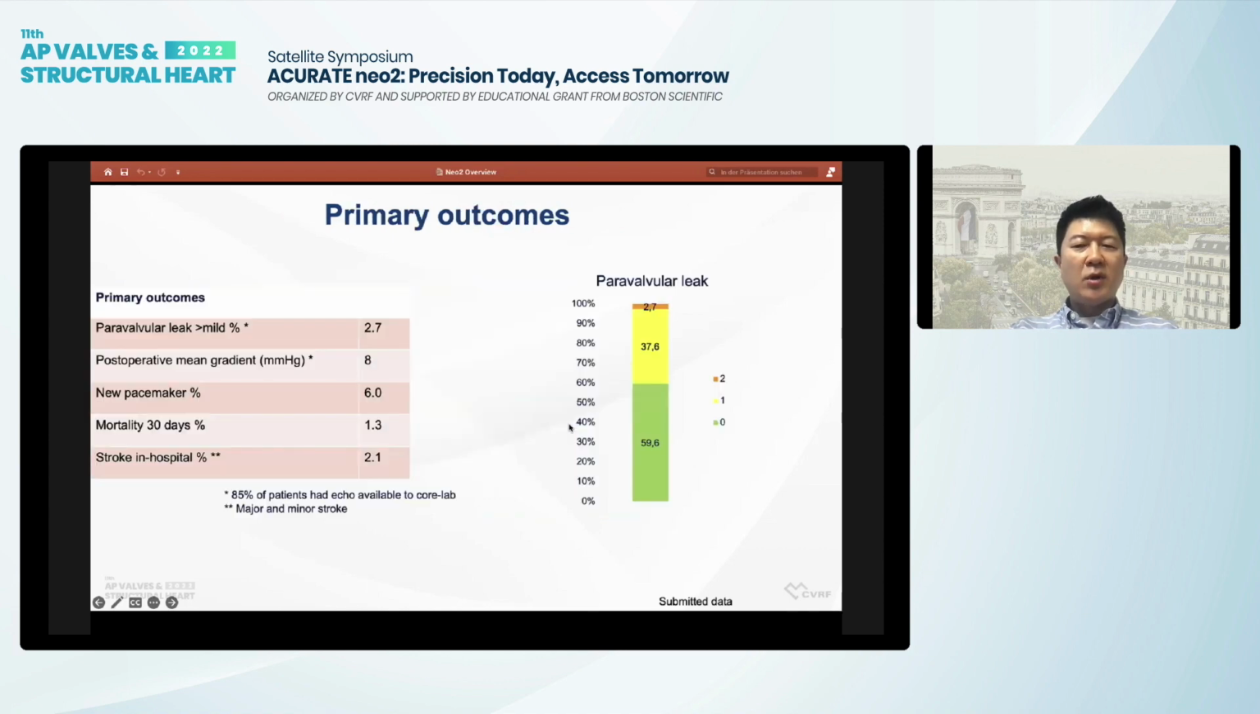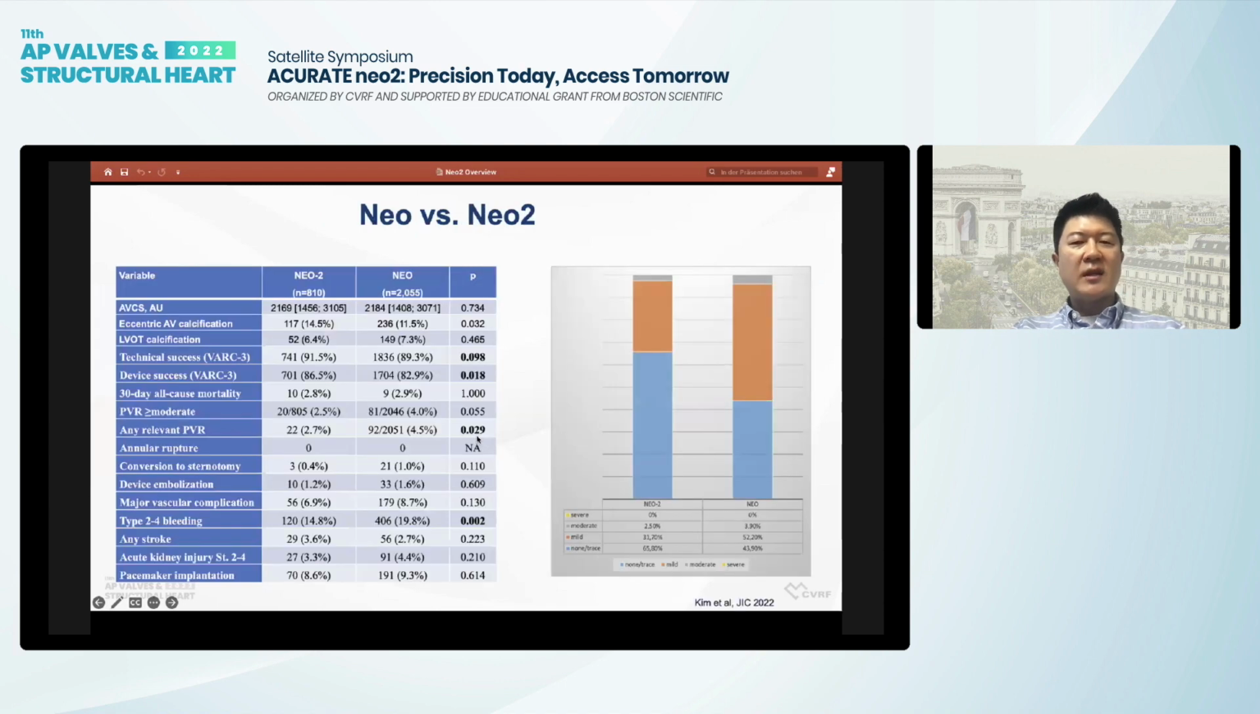And here's the primary outcome: PVL rate, core lab adjudicated, a moderate PVL dropped to 2.7%. You may recall in SCOPE 1 and 2, PVL rate was around 10%. Mean gradient remained low with 8. Pacemaker rate was extremely low with 6%, and stroke rate 2%, mortality at 30 days 1%, so excellent outcomes.